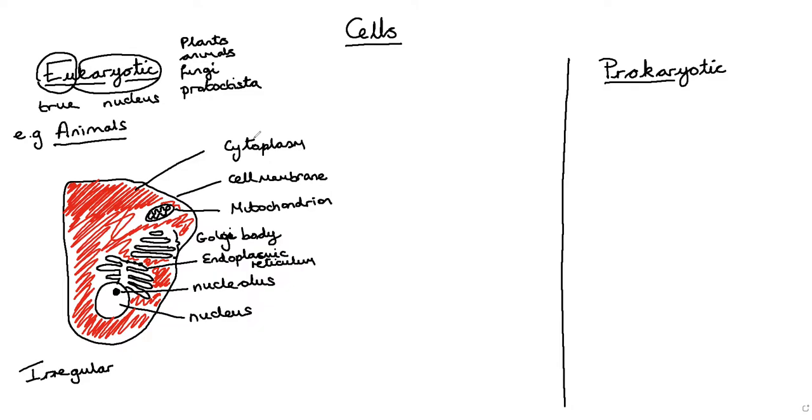Other organelles that you're likely to come across. So we have dotted in the cytoplasm, if they're not on the endoplasmic reticulum, dotted in the cytoplasm, you will find ribosomes. Now these are unlike all of the organelles that I've mentioned up here because they don't have a membrane around them. So the cell membrane, mitochondria, Golgi body, endoplasmic reticulum, nucleolus, nucleus, they are either a membrane, in the case of the cell membrane, or they have a membrane around them. They're membrane-bound organelles. The ribosomes are non-membrane-bound organelles.